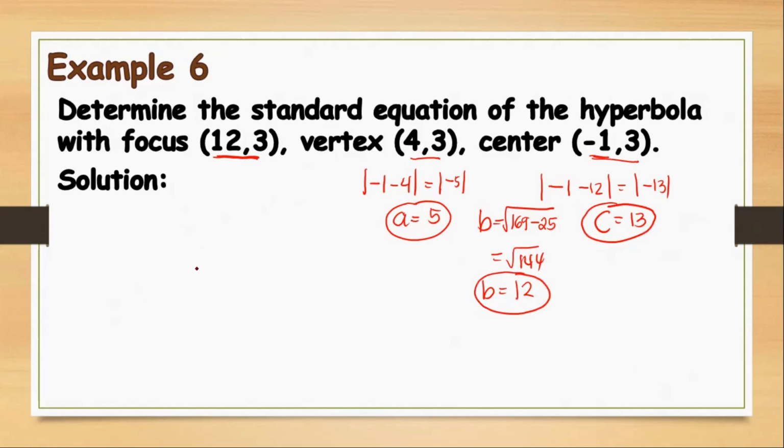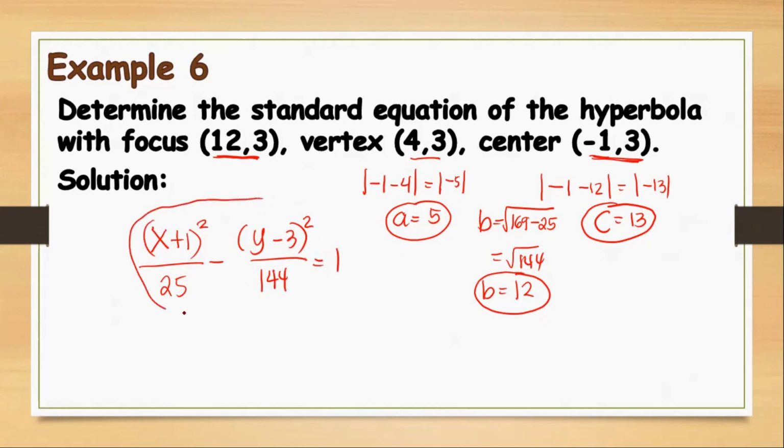Let's have our equation. As you can notice, there is a change in x and no change in y. So we have here x plus 1, this is our center. Quantity squared over a squared, which is 25, minus y minus 3 quantity squared over b squared, 12 squared is 144, equals 1. This will be now the standard equation of our hyperbola if the vertex, the focus, and the center are given.